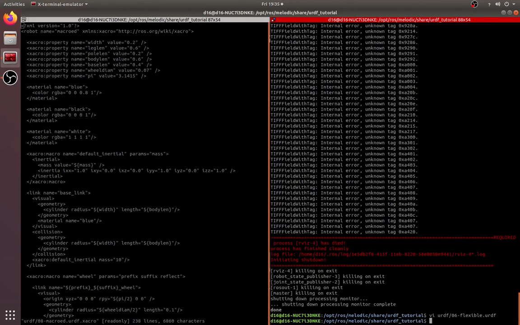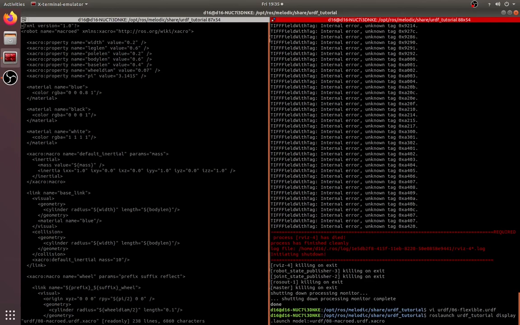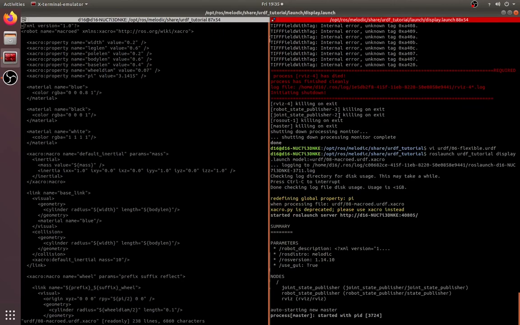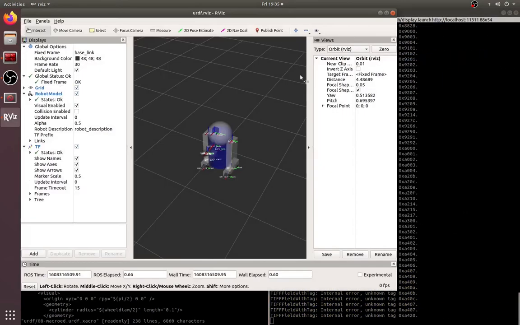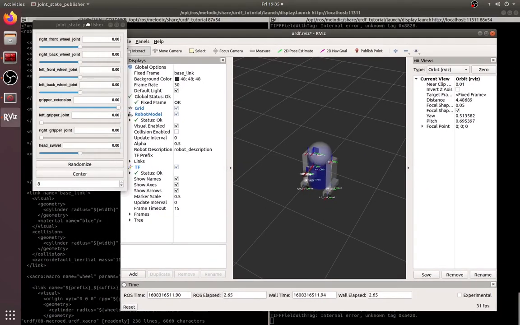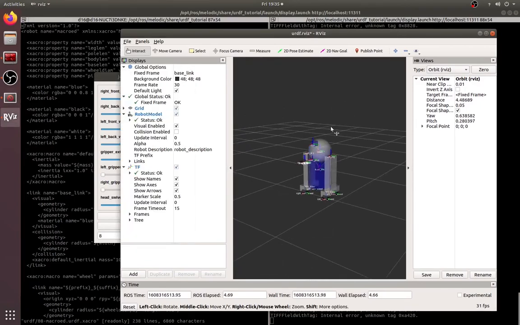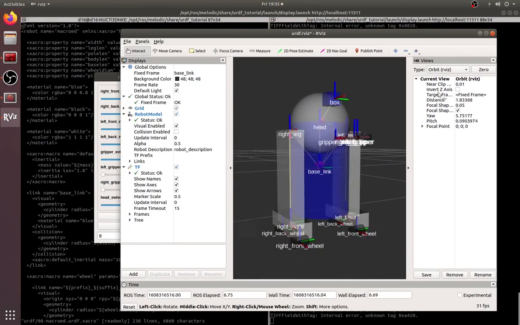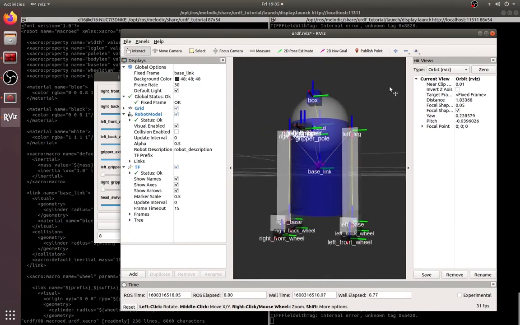We can display the model. This is the model, but written with XACRO. It doesn't look much different. It's essentially the same model, but the code has just been simplified.